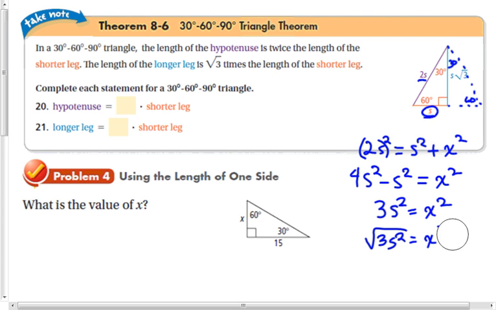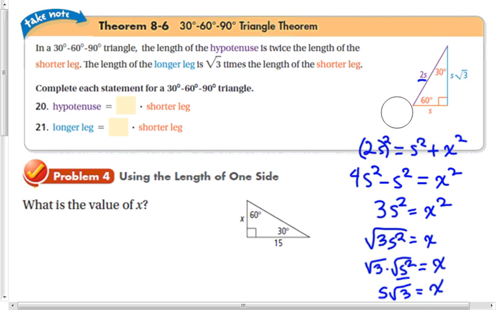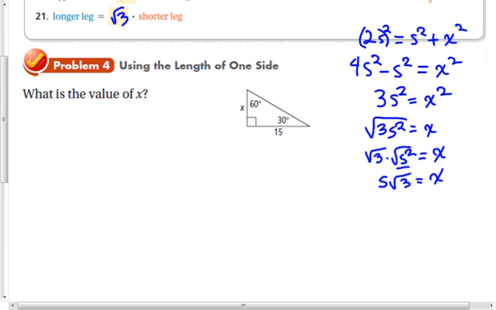Sorry. And I can split that up and make it square root of 3 times square root of S squared. And of course, square root of S squared is just S. So S times square root of 3 is equal to X. And that proves that the longer leg of a 30-60-90 triangle is square root of 3 times the shorter leg. So the hypotenuse is twice the shorter leg, and the longer leg is square root of 3 times the shorter leg. Okay, let's go ahead and use that.